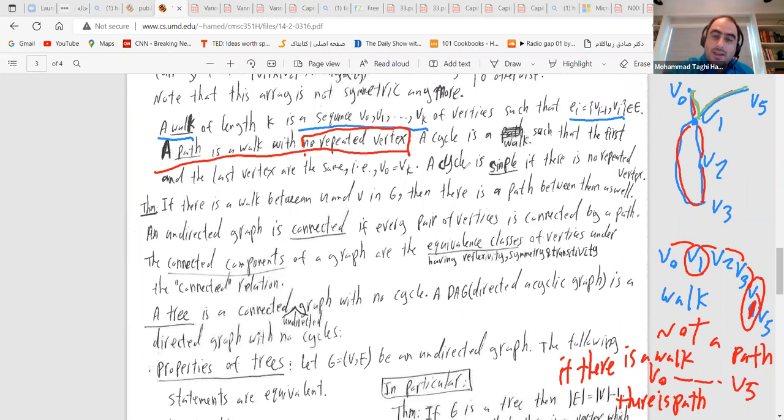So what is a cycle? A cycle in general is a walk where the first and last points are the same. For example, here, v1, v2, v3, and then v1, this is a cycle. It is called a simple cycle if, again, there is no repeated vertex. Sometimes when they say cycle, they also mean simple cycle. For example, this is a simple cycle as well, because we have v1, we come to v2, then to v3, and then from there we go to v1. There is no repeated vertex here. So this is called a simple cycle.